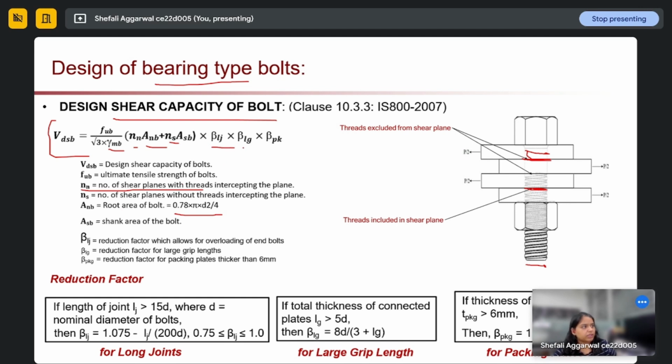Other are the three reduction factors, which will depend on our joint. If we have a long joint, how this reduction factor will change. If we have a large grip length, how this reduction factor will change. And for packing plates, how this reduction factor is changed. All of these terms and design factors are already present in clause 10.3.3 of IS 800.